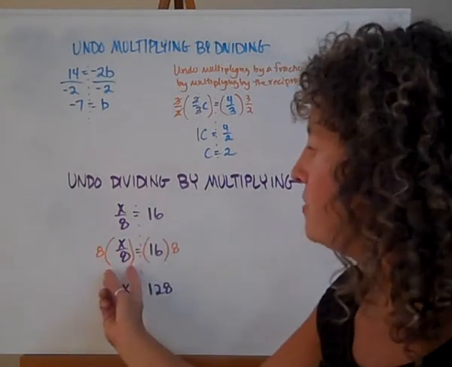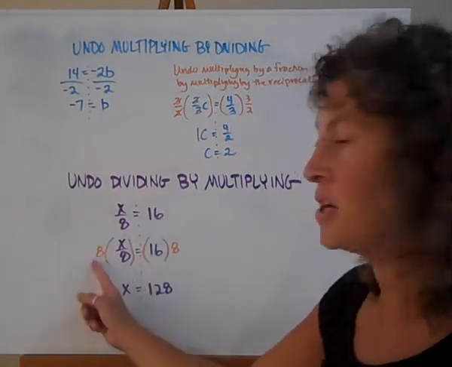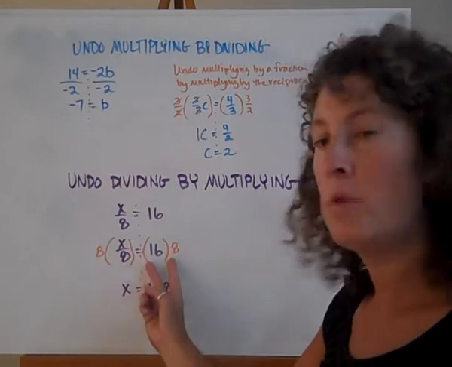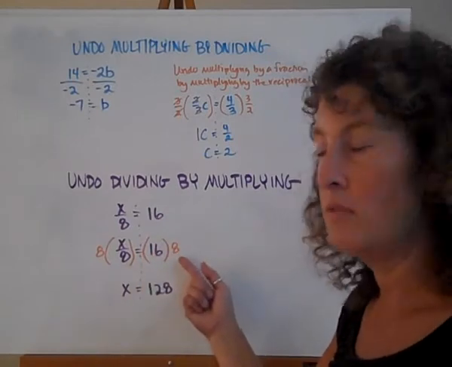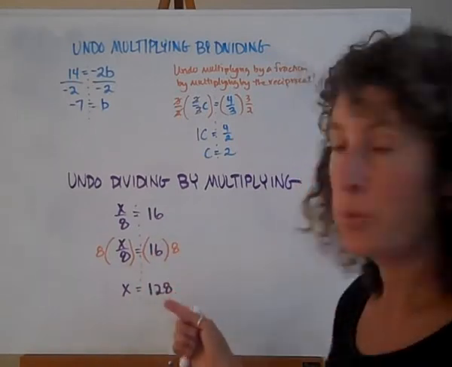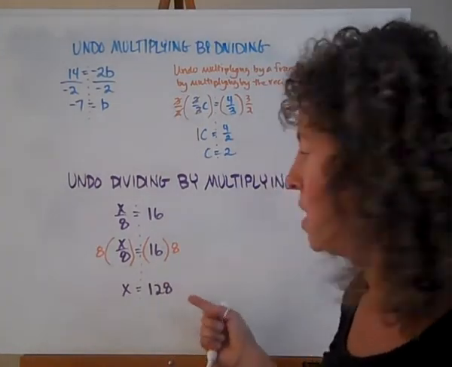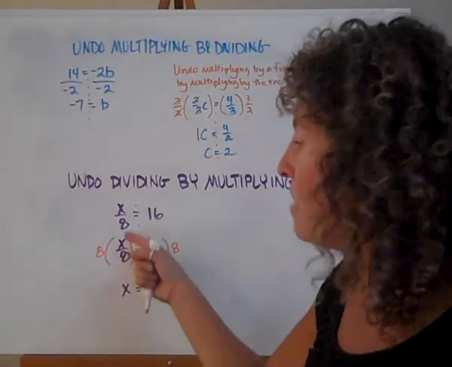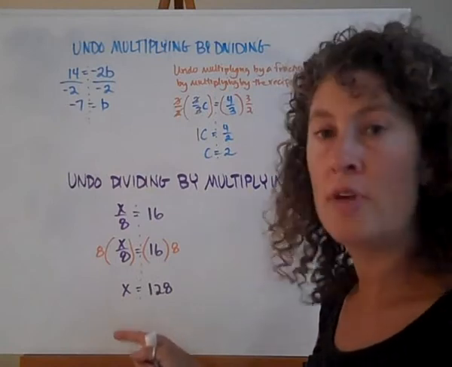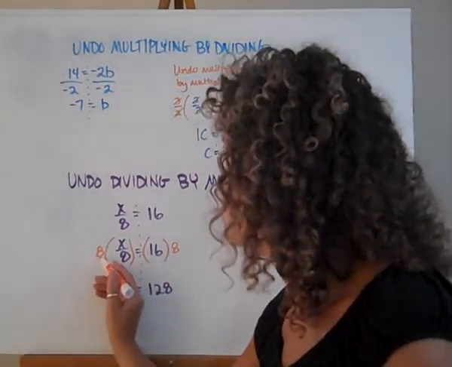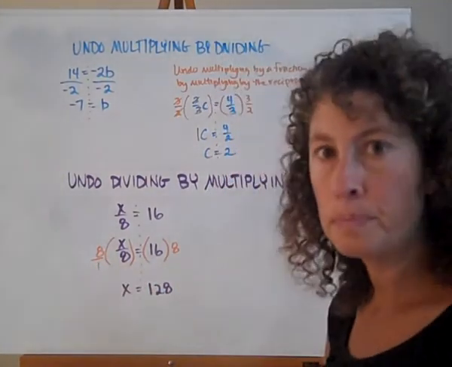So I'm going to put the entire left side in parentheses and put my factor outside. I'm going to put the entire right side in parentheses and put my factor outside of that. Now on the right-hand side, this is pretty straightforward. 16 times 8 is 128. But on the left-hand side, notice I have a fraction, and we can only multiply fractions by fractions. So that means this is really 8/1.